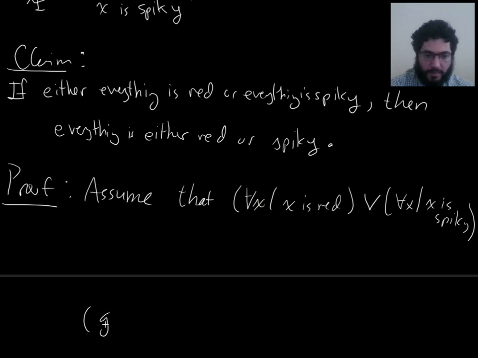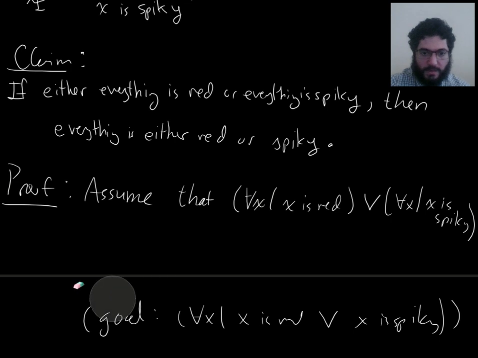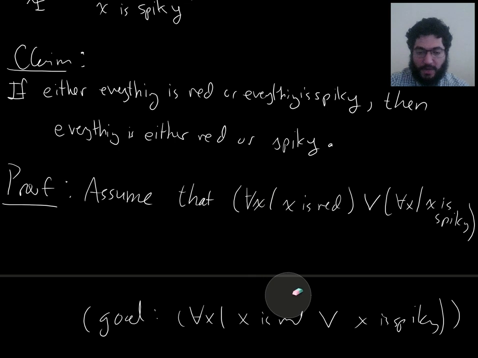So I'm just remembering now that my goal is to prove for all x, x is red or x is spiky. I'm not going to include this goal in my proof. This is just maybe part of my scratch work. I'm just keeping it in mind that this is my goal. So I'm going to do universal generalization. That's how you prove a for all statement. So that means I should say consider any x, and then make sure I keep x arbitrary throughout my argument and try to prove that x is red or x is spiky.